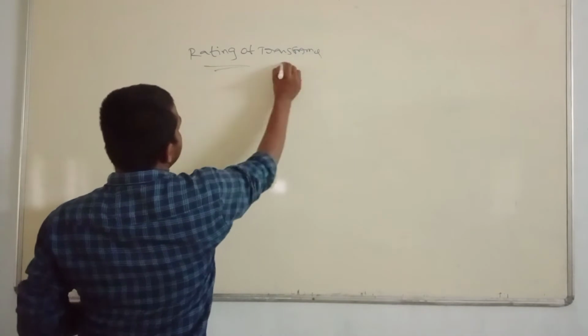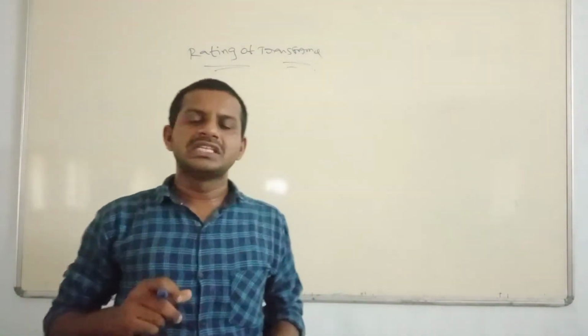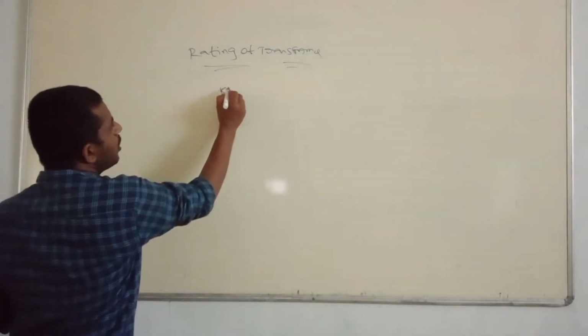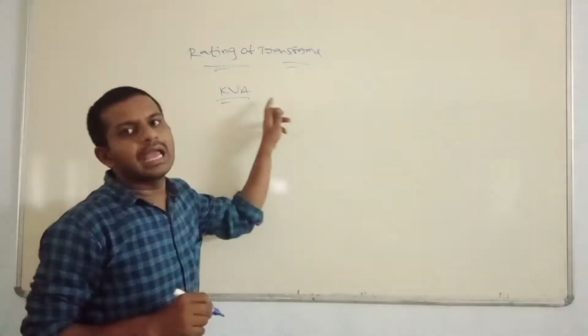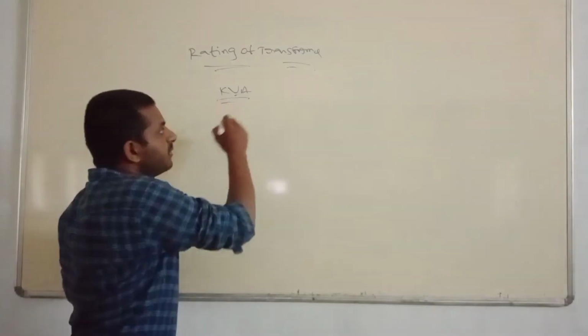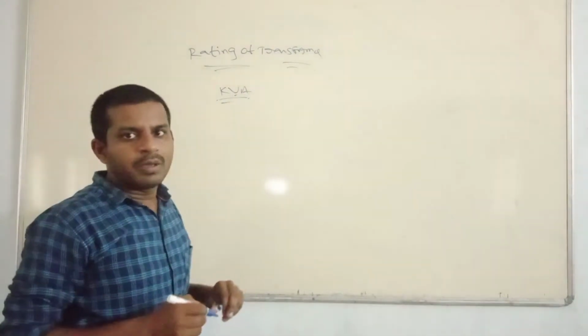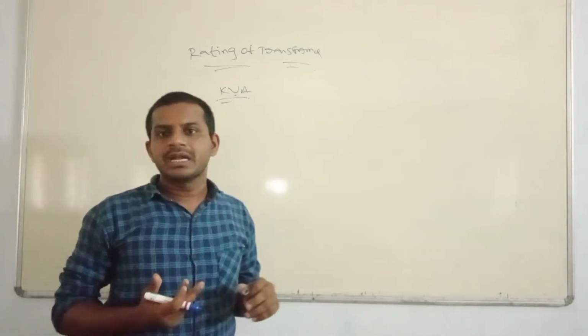Basically, the transformer rating is measured in KVA, kilovolt ampere. We have to represent it in terms of kilovolt ampere. Here V means voltage, A means ampere. Why? Because how can we justify this KVA?